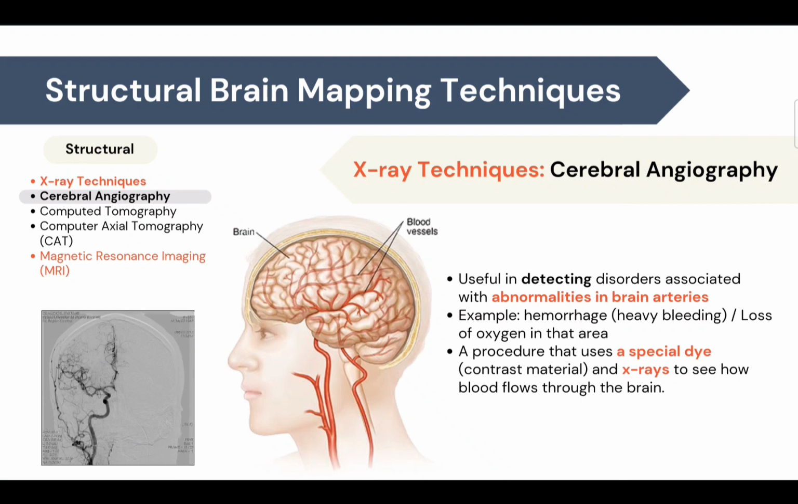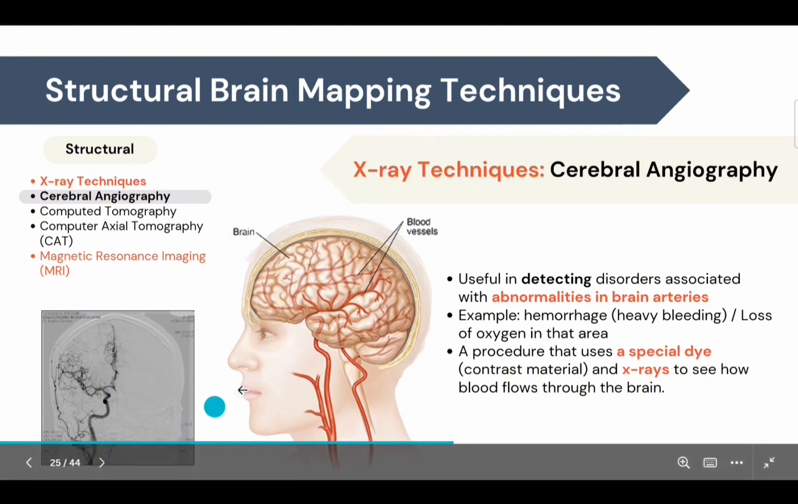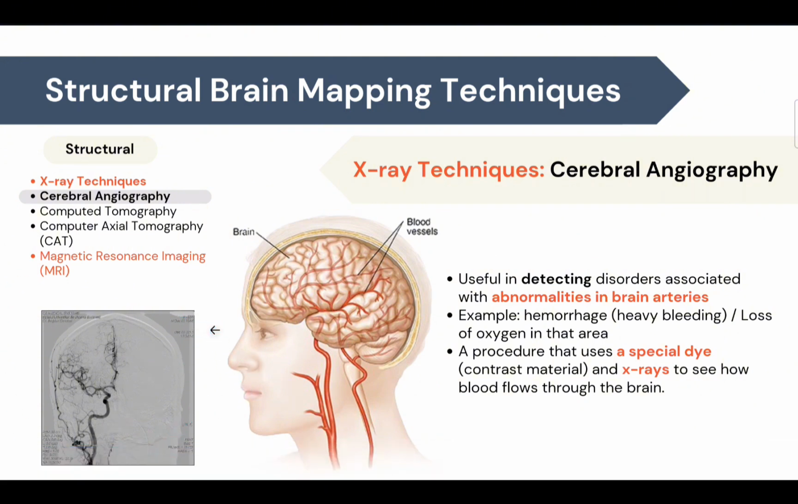Remember, this is the kind of picture that reflects the X-ray, the pictures at the left bottom of the slide. First, we have cerebral angiography. Cerebral angiography is useful in detecting disorders associated with abnormalities in brain arteries, for example when someone has a hemorrhage, heavy bleeding, or loss of oxygen in that area. Meaning that with cerebral angiography, we want to detect abnormalities in the brain arteries. And this procedure uses a special dye and an X-ray to see how blood flows through the brain.